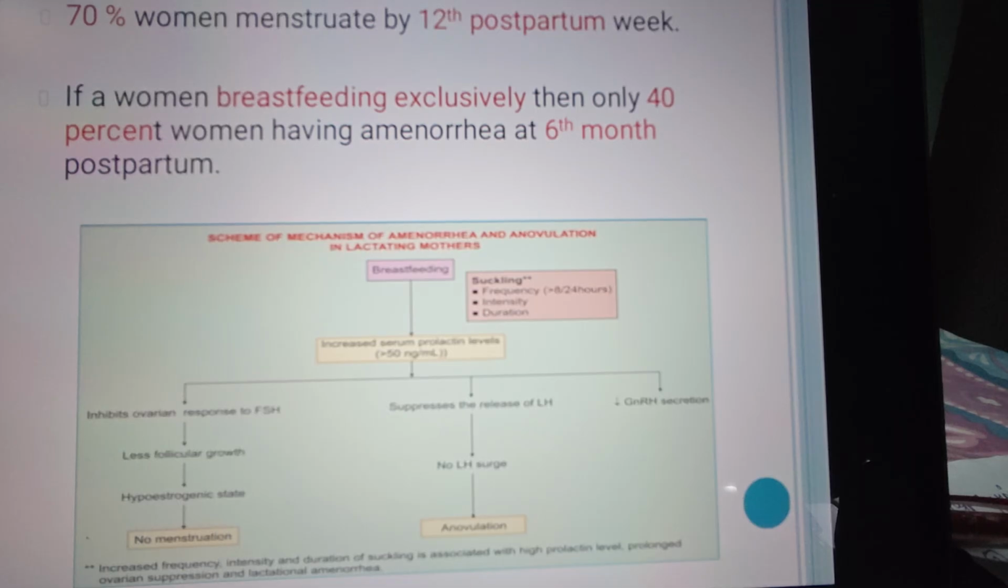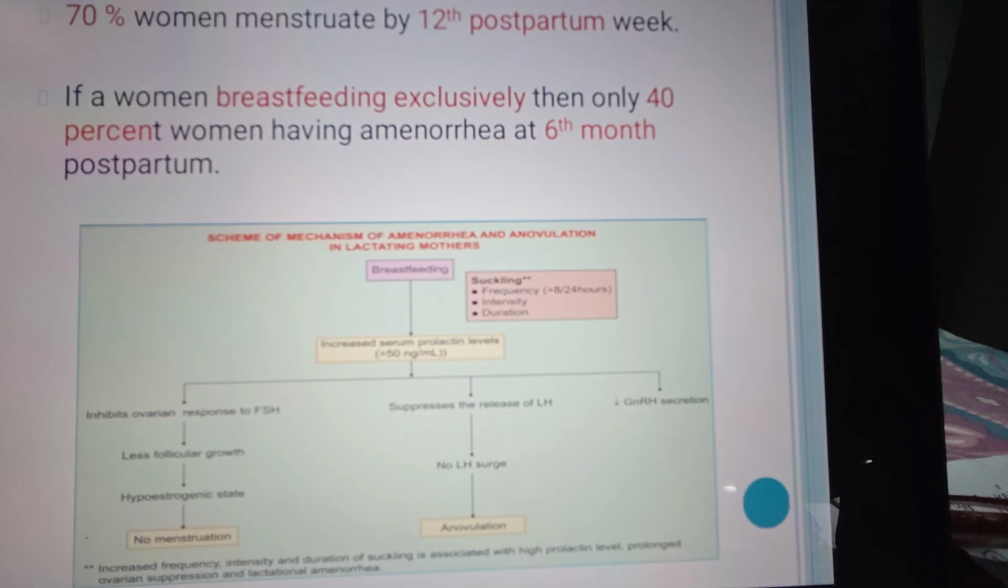So what is the mechanism of amenorrhea and anovulation in lactating mothers? When a mother breastfeeds, what happens? There is increased serum prolactin in these women, and the level is more than 50 nanograms per ml. It depends on the method of breastfeeding, like the suckling frequency. If the suckling frequency is more than 28 per hours, with high intensity and longer duration, the serum prolactin level can be as high as more than 50 nanograms per ml.